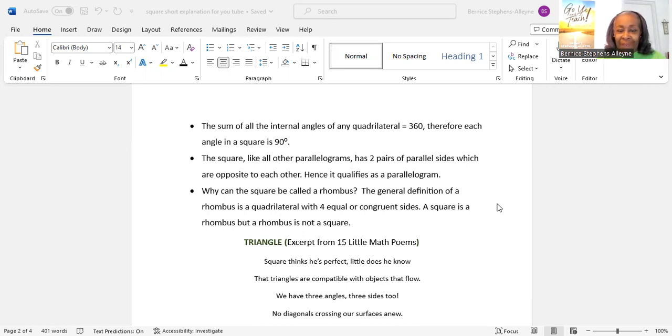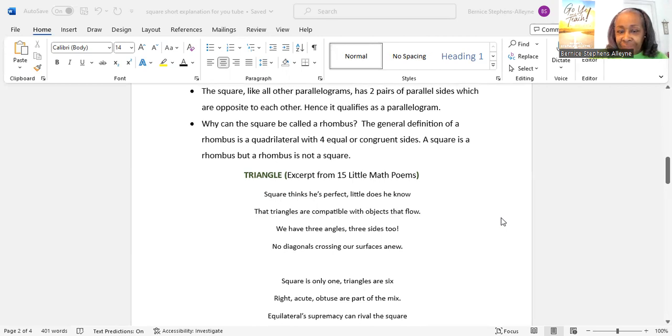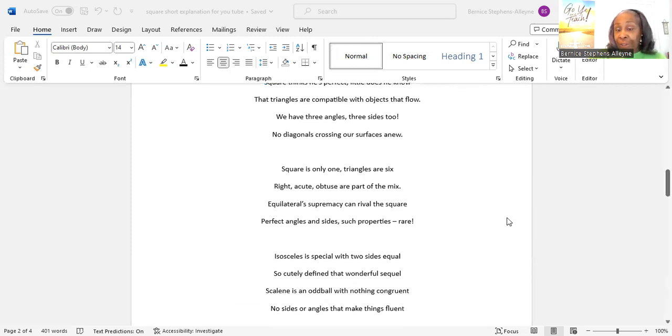Nice. Now here's a little bit about the triangle, which is also an excerpt from my 15 little math poems. Square thinks he's perfect, little does he know that triangles are compatible with objects that flow. We have 3 angles, 3 sides too, no diagonals crossing our surfaces anew. Square is only 1, yet triangles are 6. Right, acute, obtuse are part of the mix.